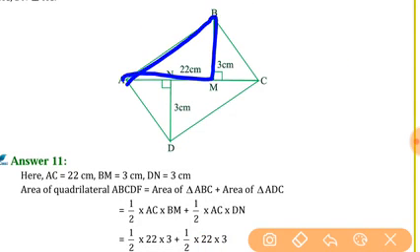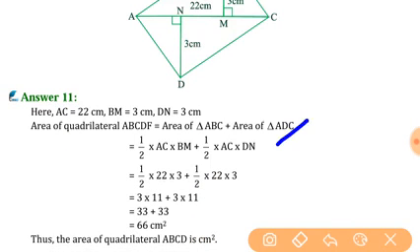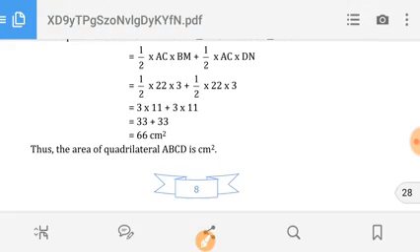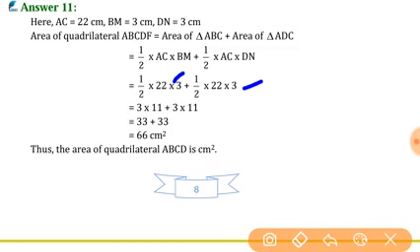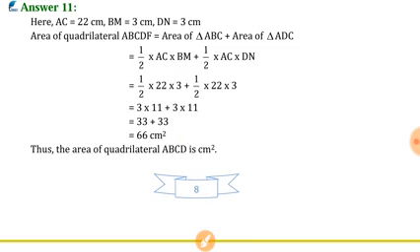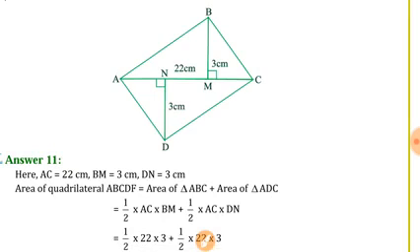Here the area of triangle ABC plus ADC is equal to half of AC into BM plus half of AC into DN. Then the quadrilateral ABCD area is half of 22 into 3 plus half of 22 into 3, which gives 66 centimeter square. So this is the area of quadrilateral ABCD.